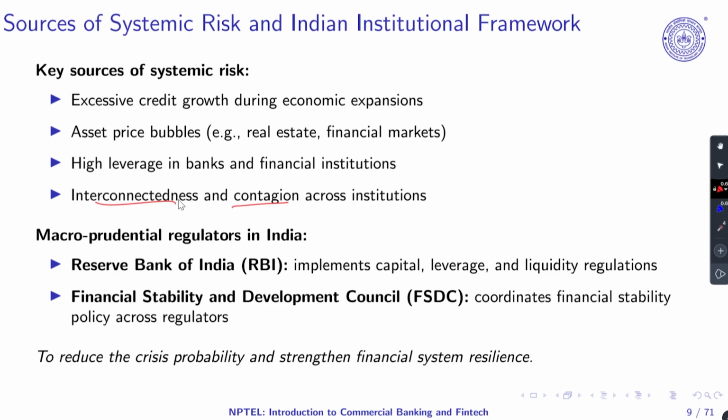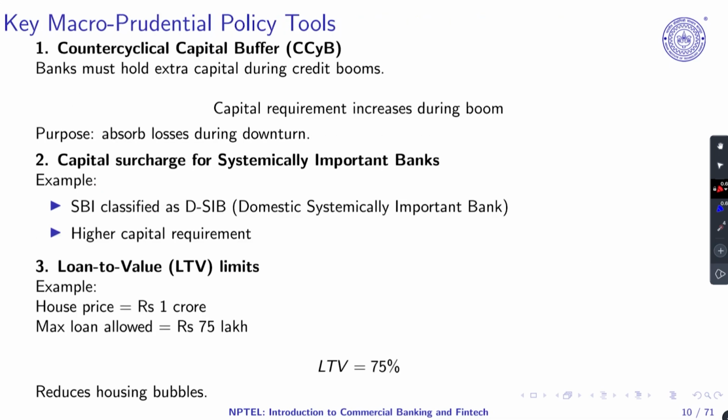In India, macro-prudential regulations are mostly linked with the Reserve Bank of India. Then there is the Financial Stability and Development Council, FSDC. It also helps. From time to time the FSDC meets and tries to see what the risk level is at the aggregated level across institutions, and if they find that some institutions are having trouble, they will also try to look into it. So it basically aims to reduce the crisis probability and strengthen the financial system's resilience. This is what it implies.